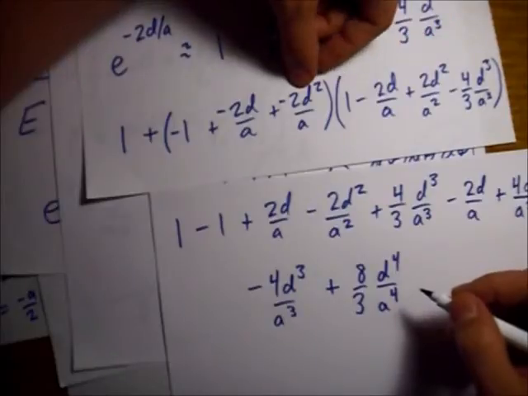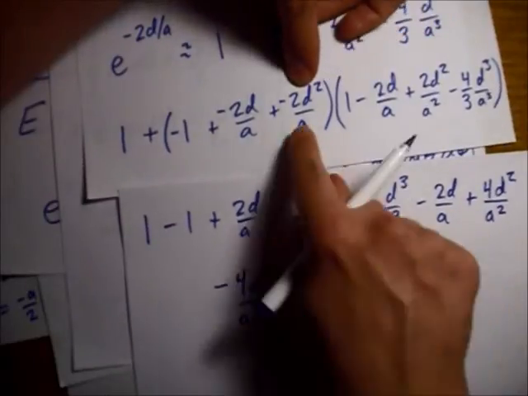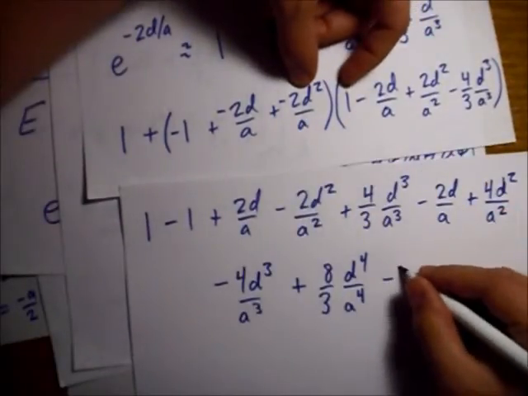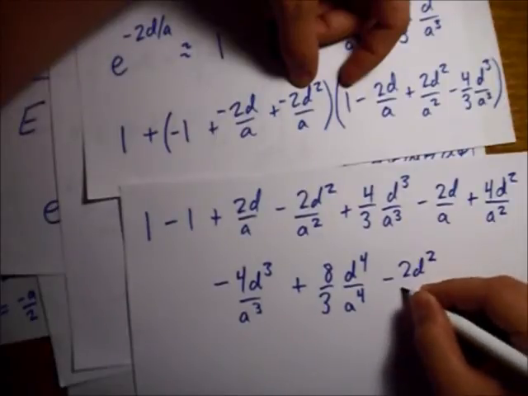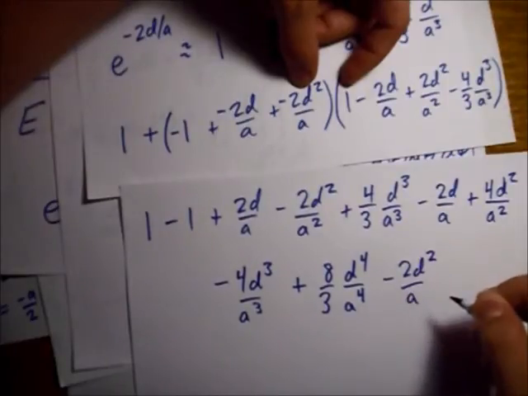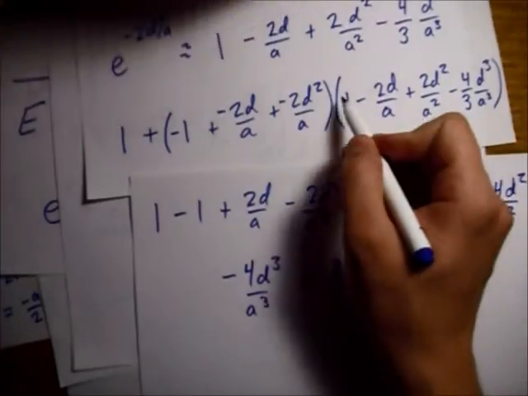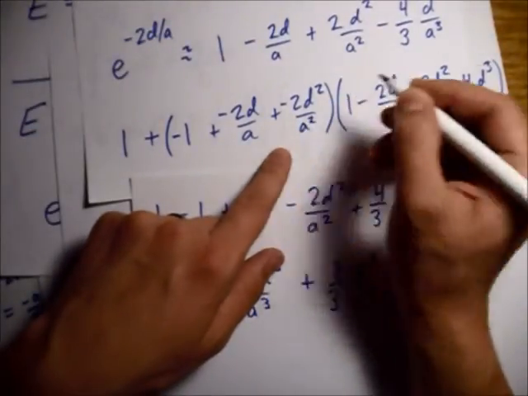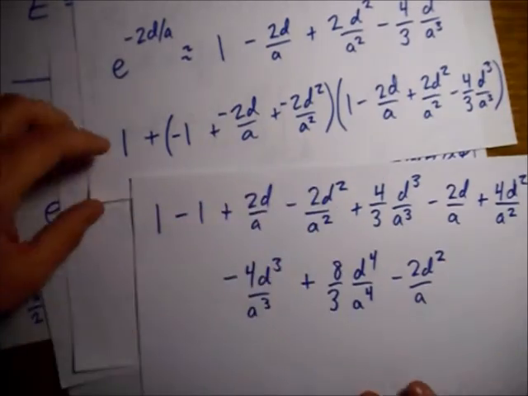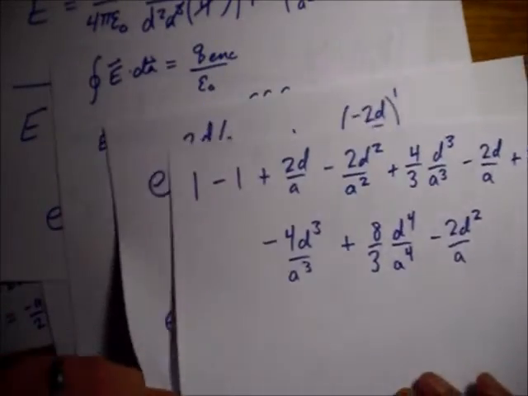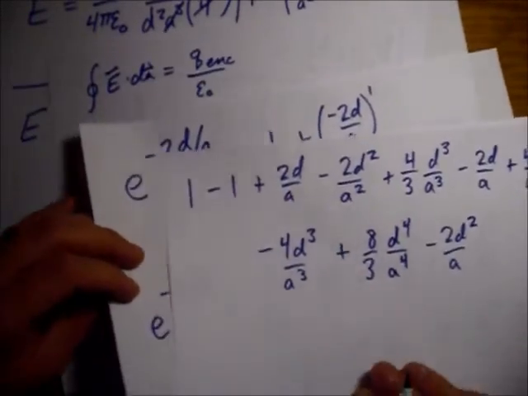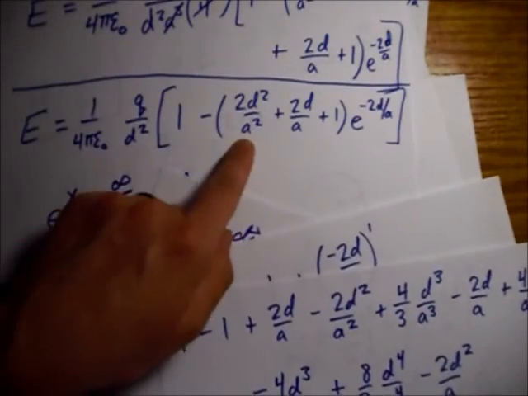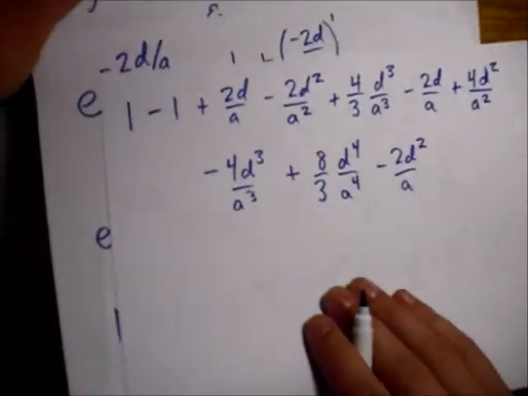And then finally this one, multiplying this and this, minus 2d squared over a. Something's not right. This needs to be squared, right? Our units need to work out here. Let me just double check if I can find where did we, yeah, right here. A squared on the bottom.